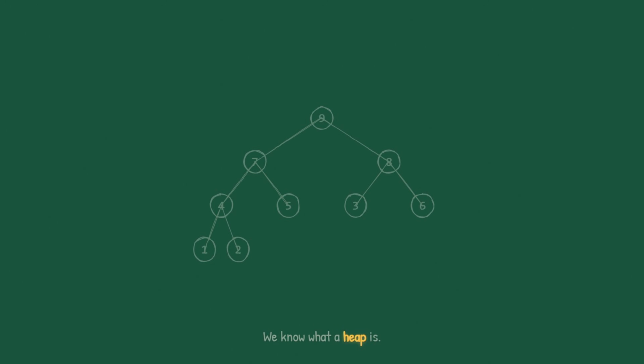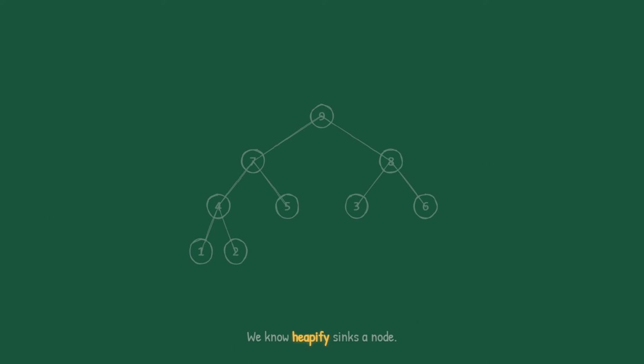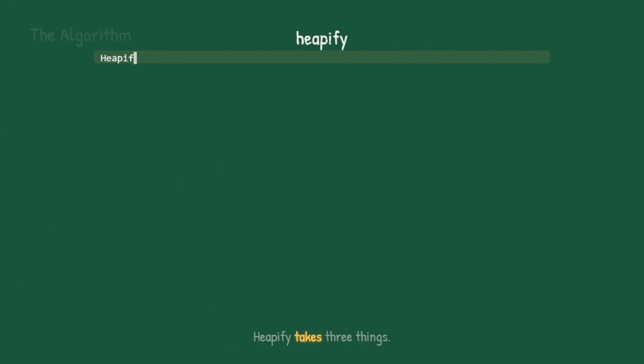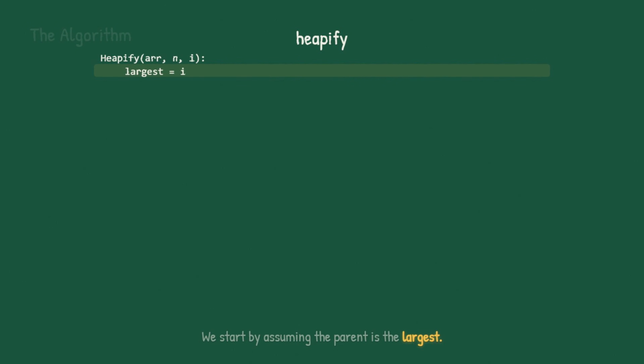Alright, we know what a heap is. We know Heapify sinks a node. We know build heap works bottom to top. Let's write it down. Heapify takes 3 things: the array, the size of the heap, and the index of the node we're fixing. We start by assuming the parent is the largest.